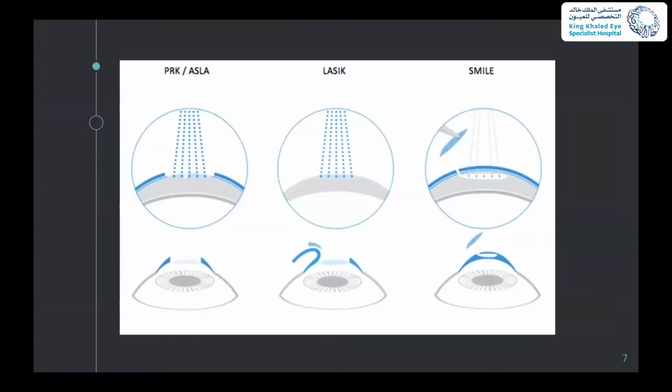So in general, either we treat with excimer laser on the surface with or without the removal of the epithelium, and this is a PRK basically. Sometimes we have to do a flap, and then we have to lift the flap and apply the laser on the stroma. This is LASIK. The other example is the lenticule extraction, such as in cases of SMILE.